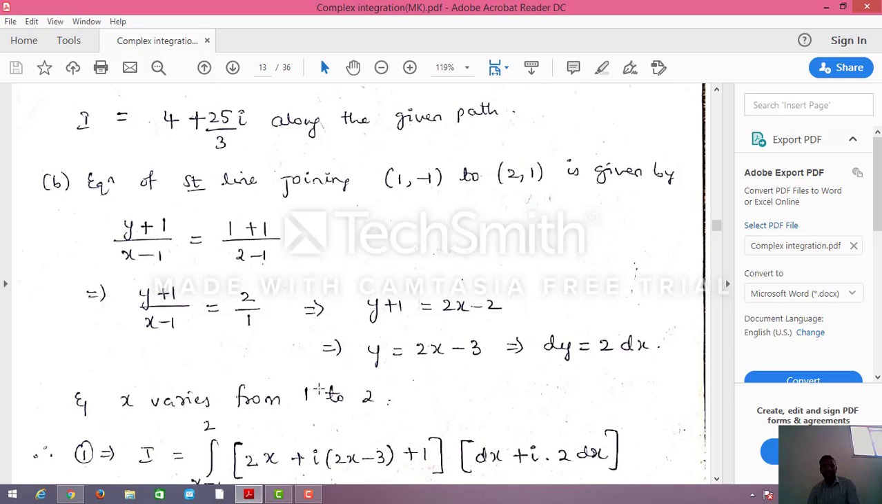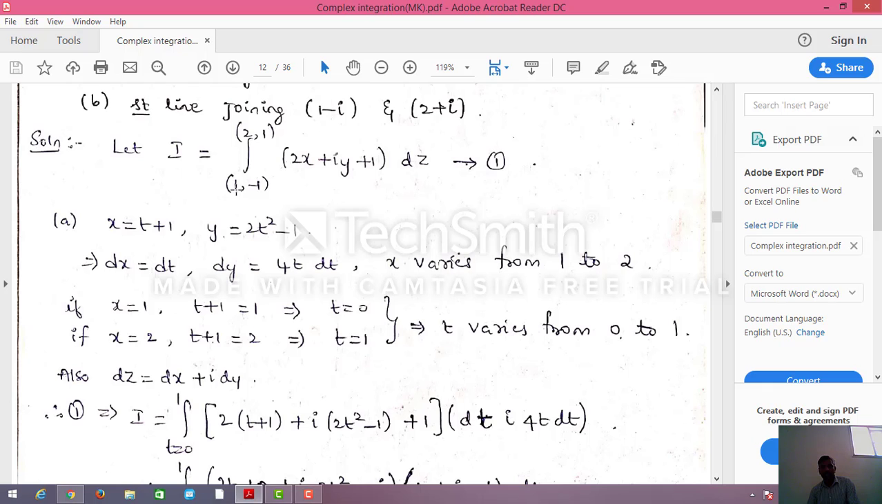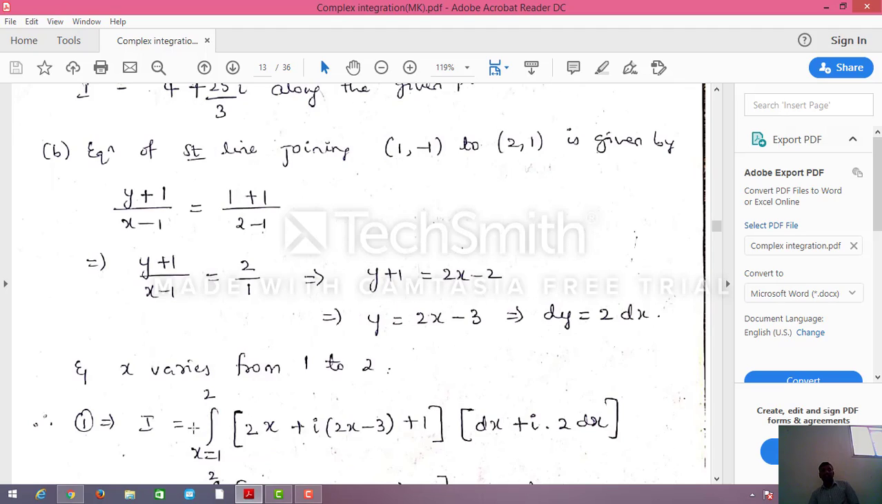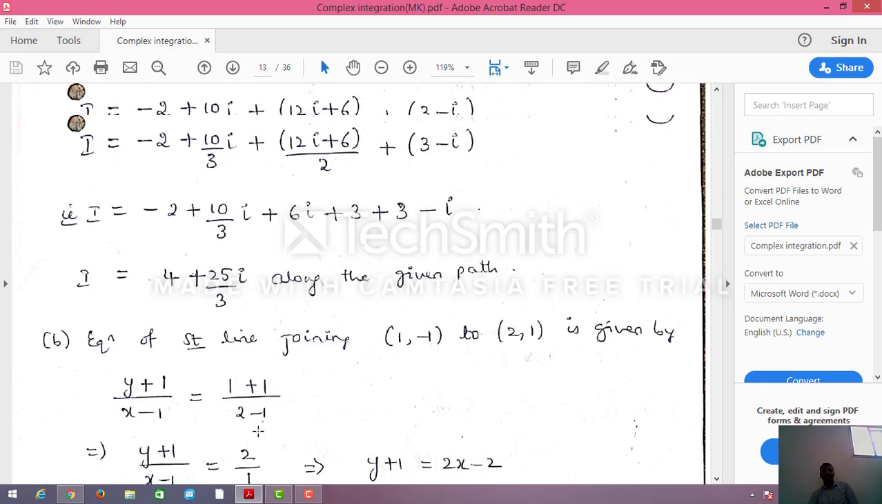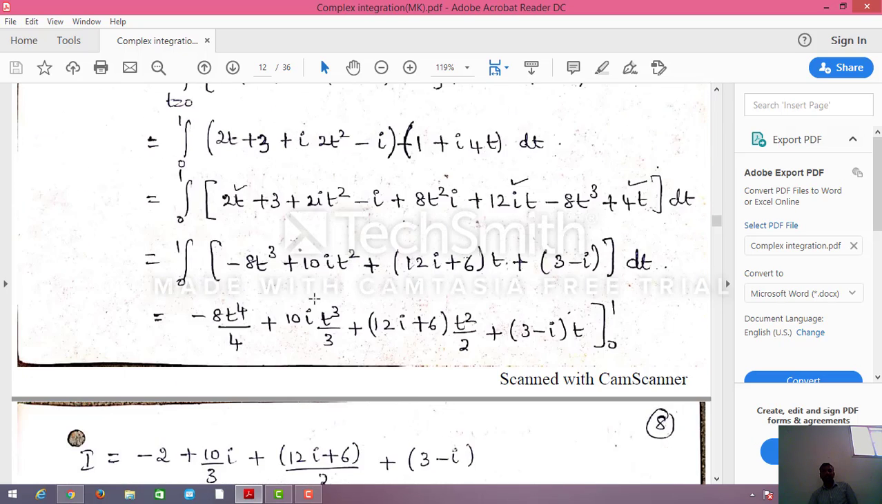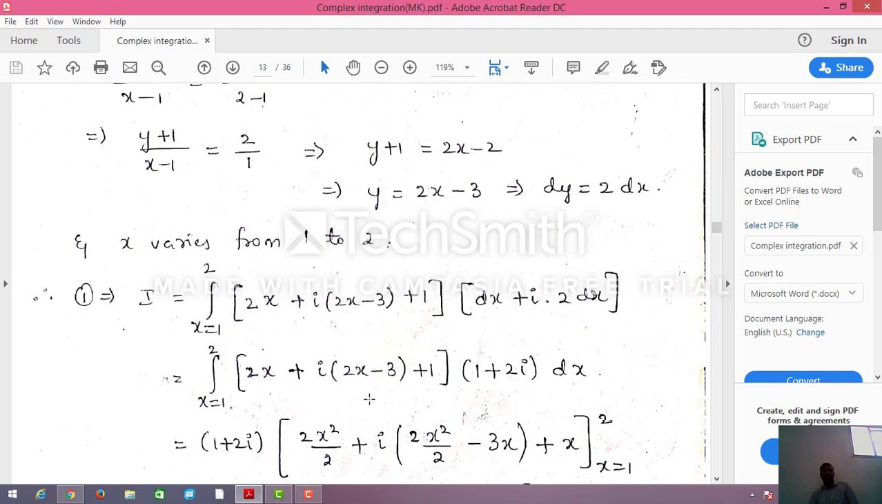So I am taking x limits. X varies from 1 to 2. How do you get x varies from 1 to 2 here? See, what are the limits? X varies from 1 to 2, so the integration is x equal to 1 to 2. In the problem we are substituting, you already know 2x plus iy plus 1. The first term is 2x, then i into y, which is 2x minus 3, plus 1. And dz is dx plus i dy, where I am substituting 2 dx. Now if you simplify this, 2x plus i into 2x minus 3 plus 1, into 1 plus 2i into dx.